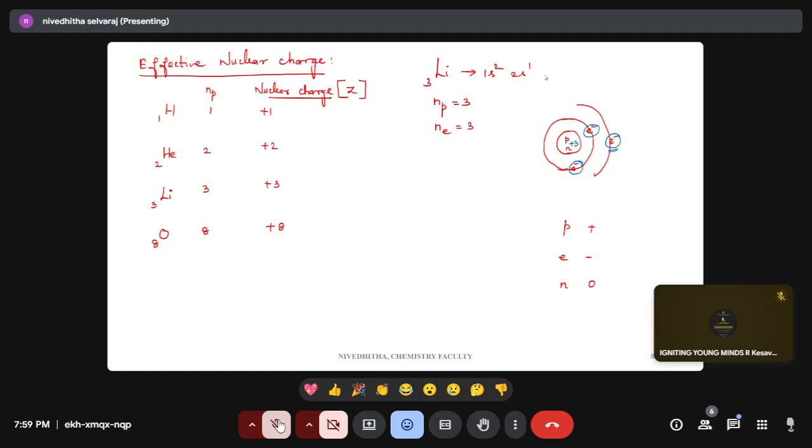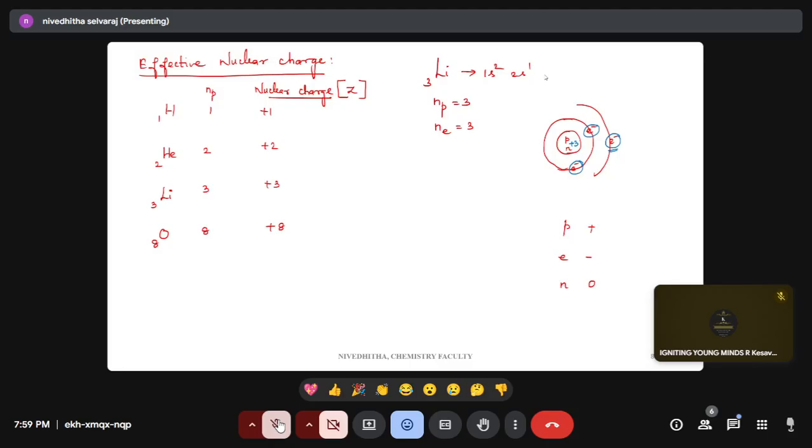You guys can understand the question. Yes, ma'am. So, which will be experiencing less attractive force from the nucleus? Will it be the electron present in the first shell or in the second shell? Second shell, ma'am. Yes. What is the reason?